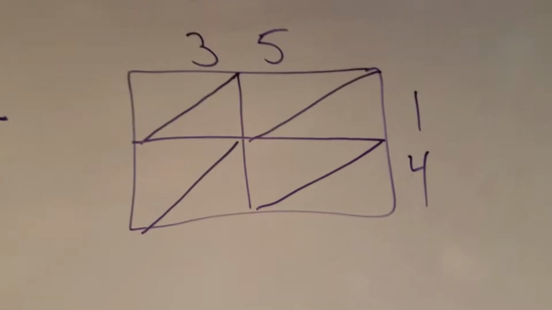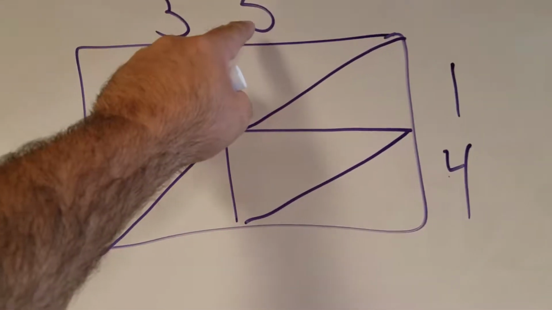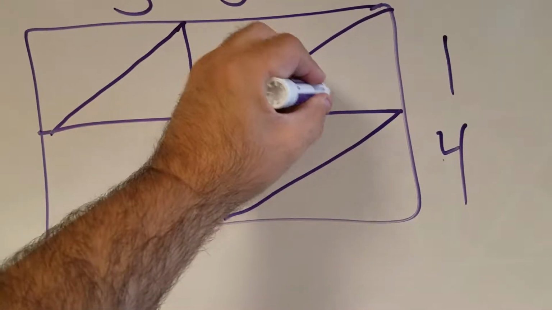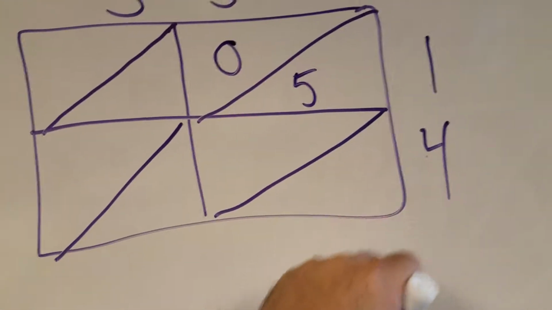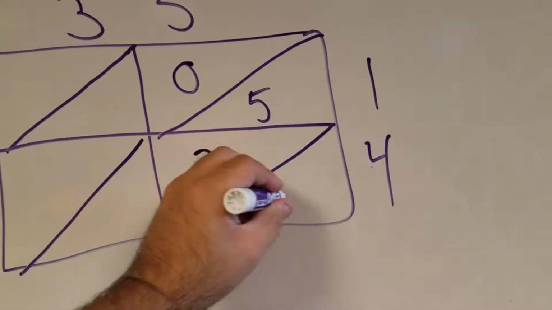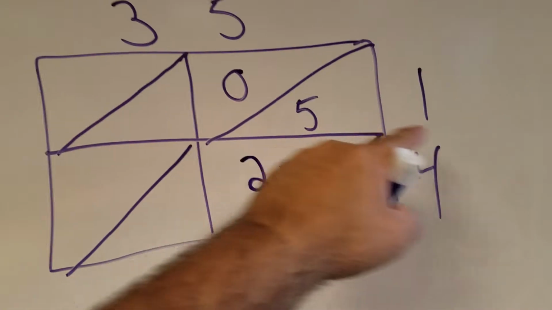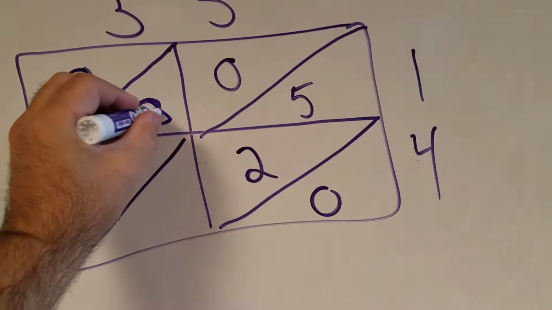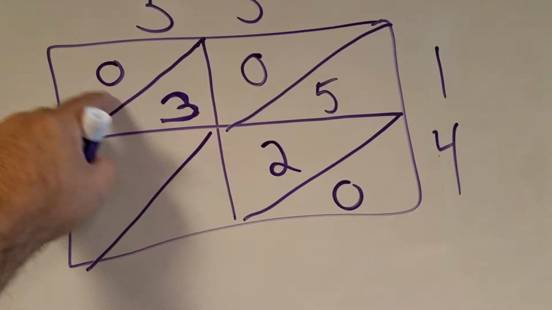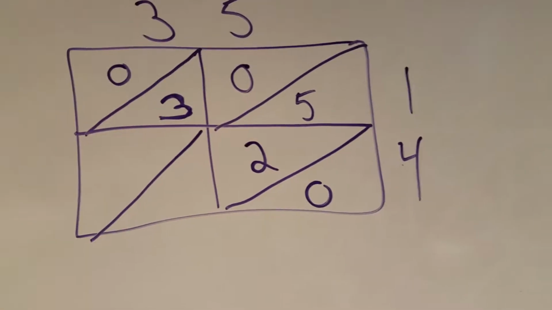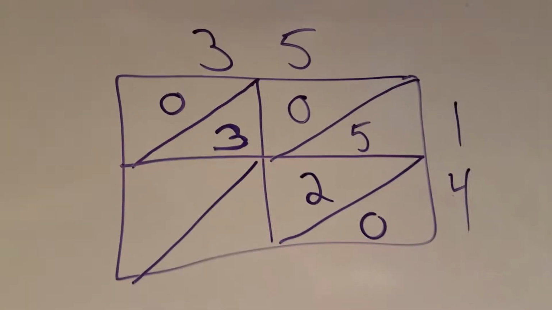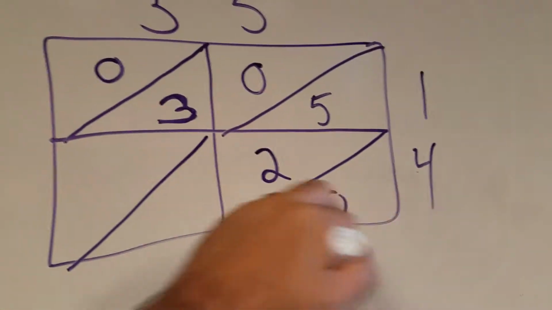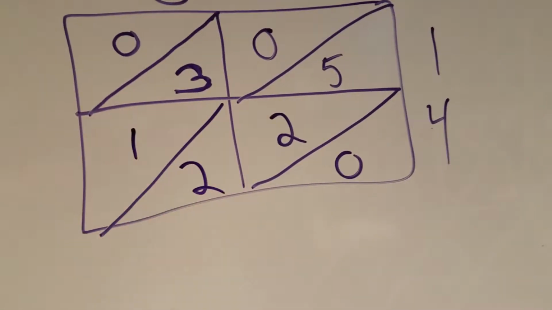Now I'm going to go ahead and just do simple multiplication. 5 times 1 is 5. 5 times 4 is 20. 3 times 1 is 3. Notice I'm putting a 0 in front of it because every little slat or kind of diagonal needs a number. 3 times 4 is 12.